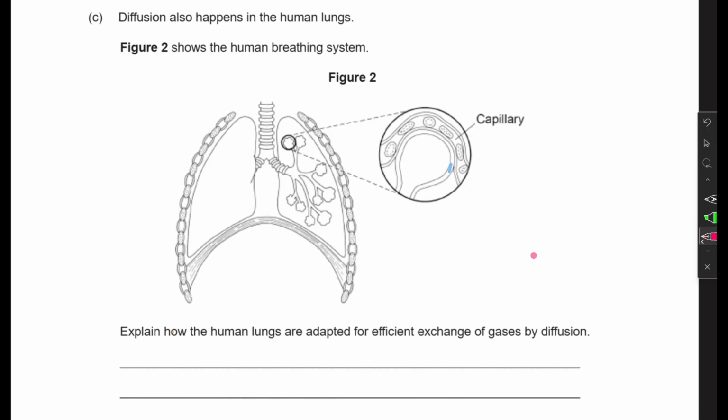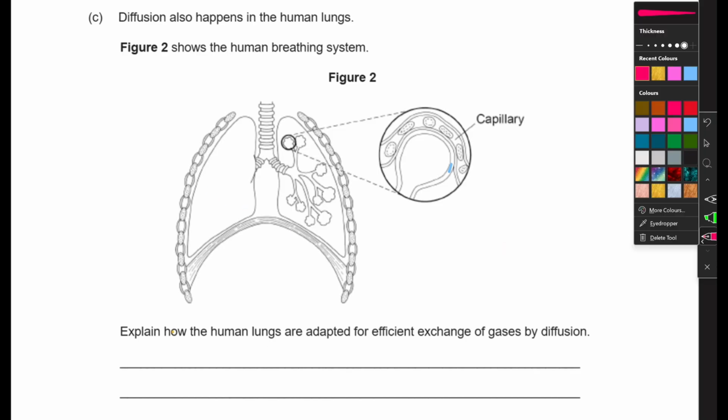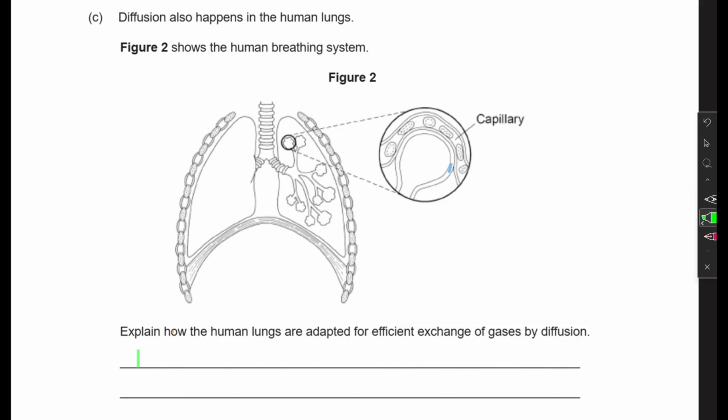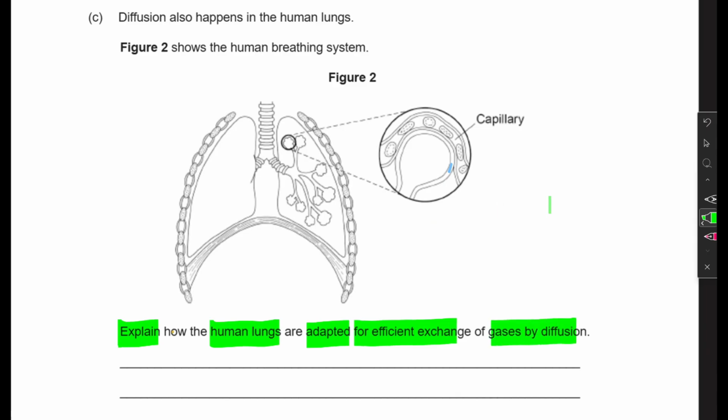Diffusion also happens in human beings, and they showed you a lung here, and they said explain how the human lungs are adapted for efficient gas exchange of gases by diffusion. It's a 6 marker question. This is a grade 7/8 question, and 6 marks in total.